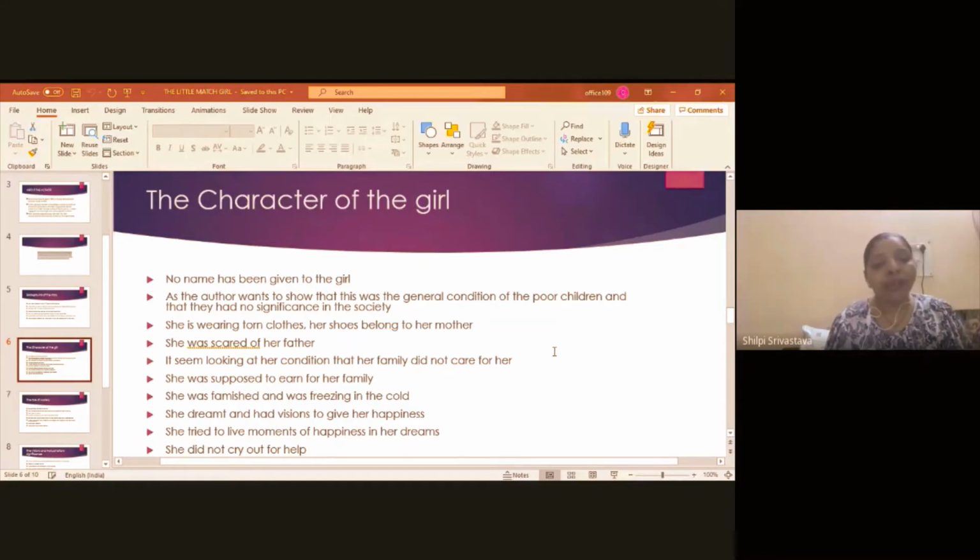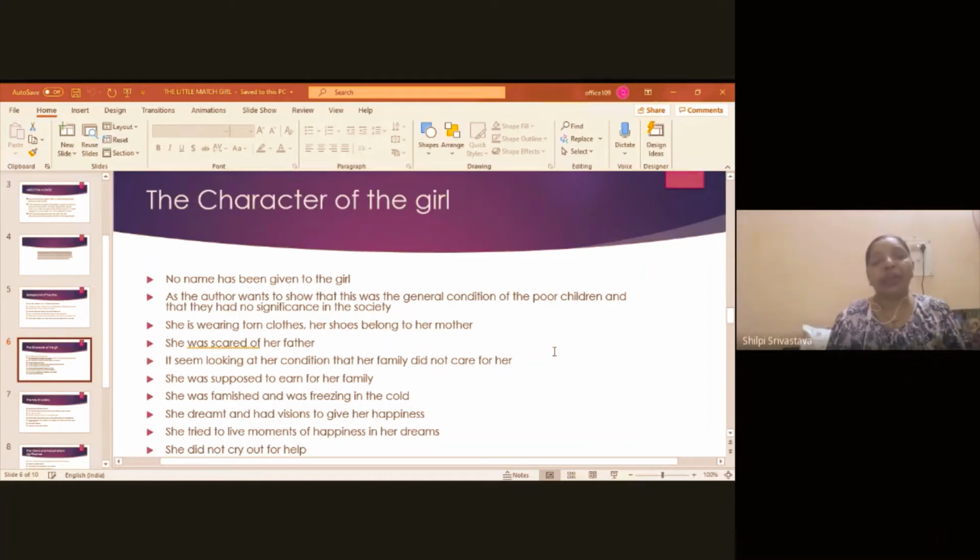She was scared of her father. Yes, as you proceed in the story, this little match girl is unable to sell her matchboxes, nobody buys the matches from her, so she's scared to go back home, because she feels her father is going to beat her up because she has not been able to get any penny back home. So you can see that she feels very scared of her father.